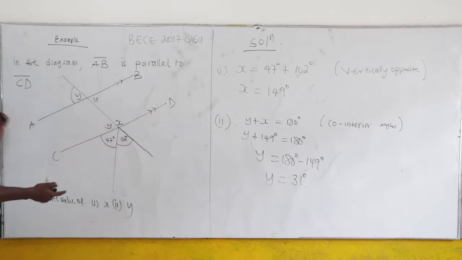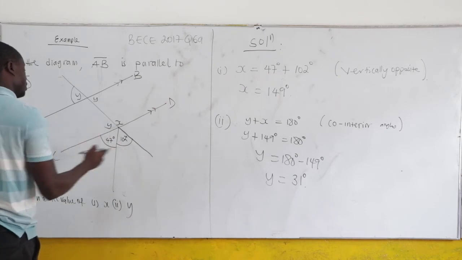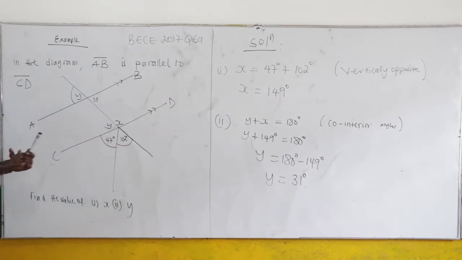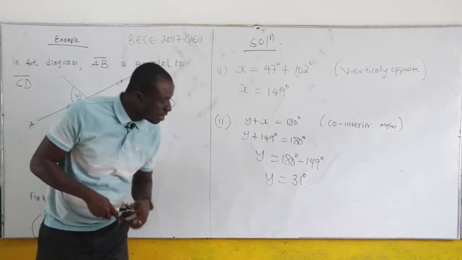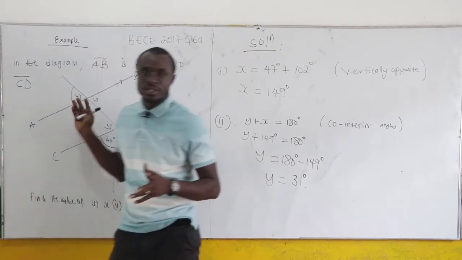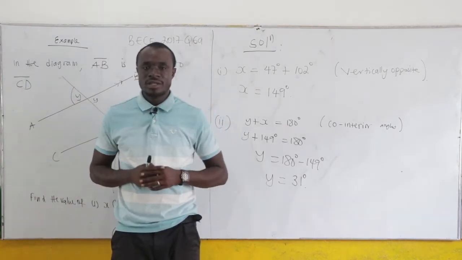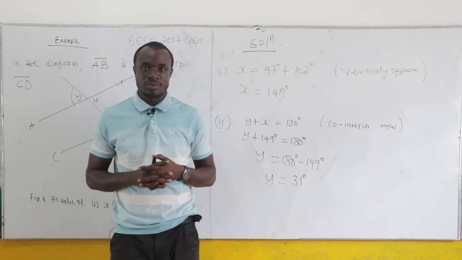Sum of angles on the straight line equal to 180. Or we have a straight line here. Sum of angles on it will be equal to 180. Any way you want to do it, you'll be able to get it. So this BEC 2017 question number 6A, very, very easy. Let's consider the next example.